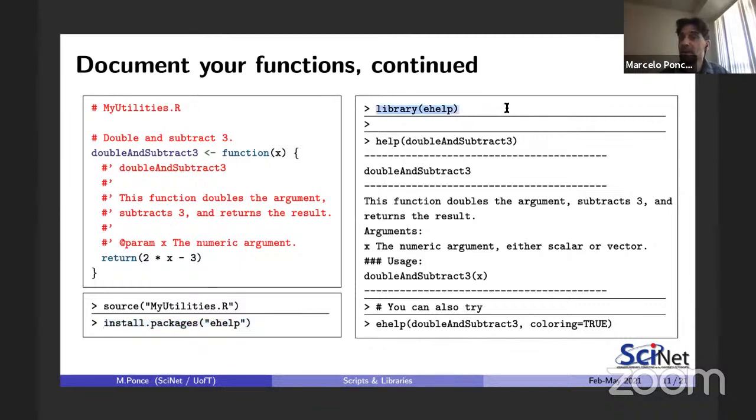And then you load the ehelp package, and then you ask for help on the double and subtract 3 function. And the ehelp package is going to generate a help page very similar to the help page that you get with help for the functions defined in R. So now the ehelp package will say, okay, this is the double and subtract 3 function. It gives you the description of what the function does. It gives you the description of the arguments. It tells you how many arguments, which arguments, and what type of arguments, based on the param keyword. But it also can tell you how to use the function. So it looks at the function definition, it looks at the argument, and that's it.